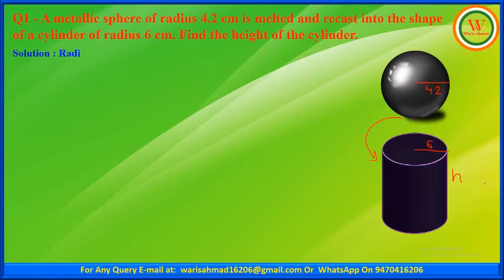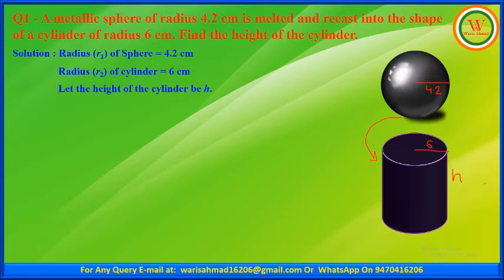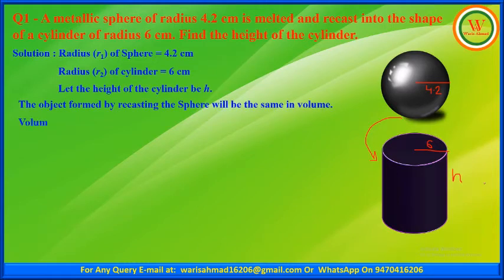In solution we can write radius r1 of sphere is equal to 4.2 centimeter. Next line, radius r2 of cylinder is equal to 6 centimeter. Let the height of cylinder be h. As we know, the object formed by recasting the sphere will be same in the volume. So volume of sphere must be equal to volume of cylinder, because we are transforming this sphere into the shape of cylinder. Hence the volume of this sphere and volume of this cylinder will be equal.